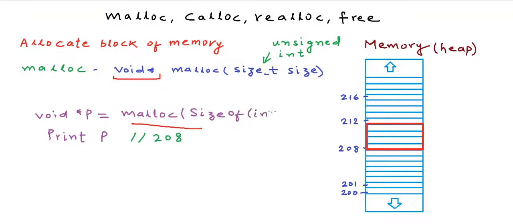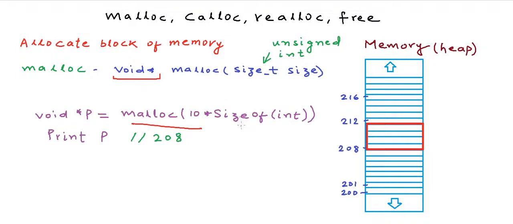So we typically use the function sizeof, which returns us the size of a variable in bytes, to figure out the size of the data type. And then we typically multiply this value returned by sizeof by the number of units that we need. So if we need memory for just one integer, this is good. If we need memory for 10 integers, we would write something like this. Give me 10 into sizeof integer.